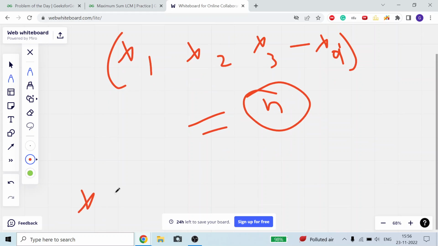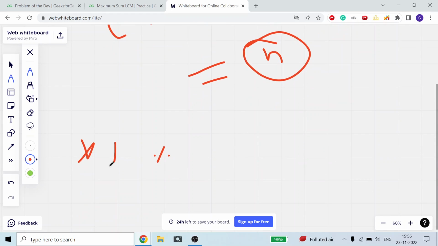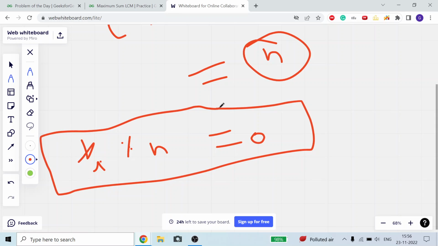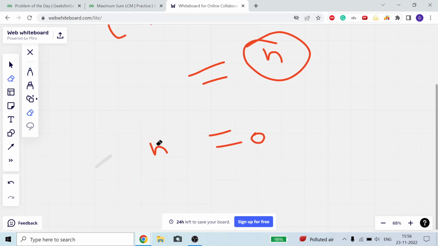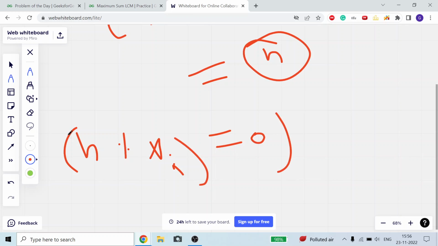So one basic condition is that n modulo xi should be equal to 0. Sorry, I wrote it the opposite way. It should be n modulo xi, meaning n should be divisible by xi. If this condition is satisfied, equal to 0, then we can say xi is a possible number which I can include in my range.